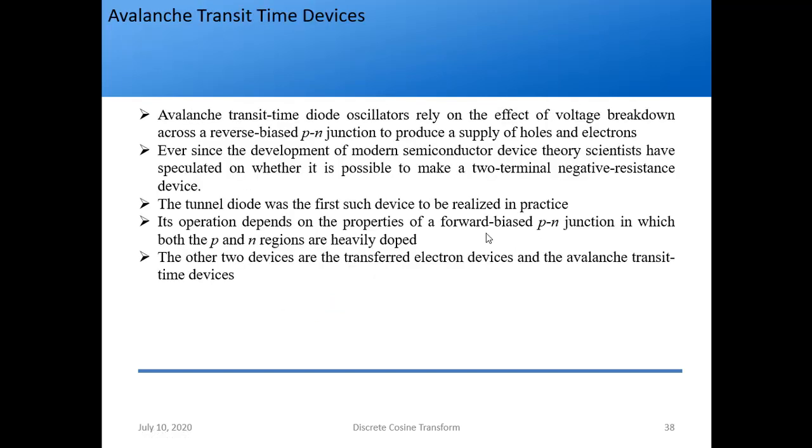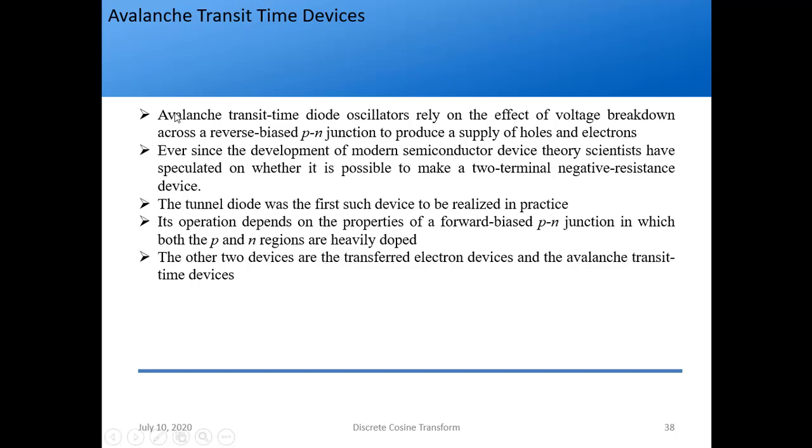Then we went to, yesterday, avalanche transit time devices, right? They rely on the effect of voltage breakdown. I explained what voltage breakdown is with the help of a coaxial cable. You have two conductors separated by a dielectric, in a circular geometry. If the voltage between the two lines goes above 3 into 10 raised to 6 volts per meter, or volts per centimeter, meaning in a span of 1 centimeter, if the voltage is above 3 megavolts, the dielectric breaks down and we have the breakdown effect.